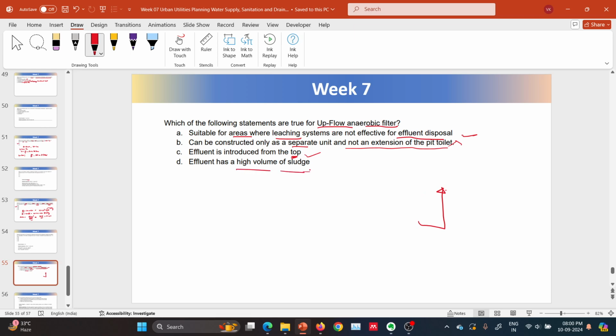Effluent has high volume of the sludge. No, it has very less volume of the sludge because anaerobic bacteria have very less growth. They are slow growing bacteria. So it will have less sludge because of the anaerobic process. If you compare it with aerobic process, it gives less sludge because the anaerobic process is slow and takes more time. So less sludge is produced in the anaerobic processes.